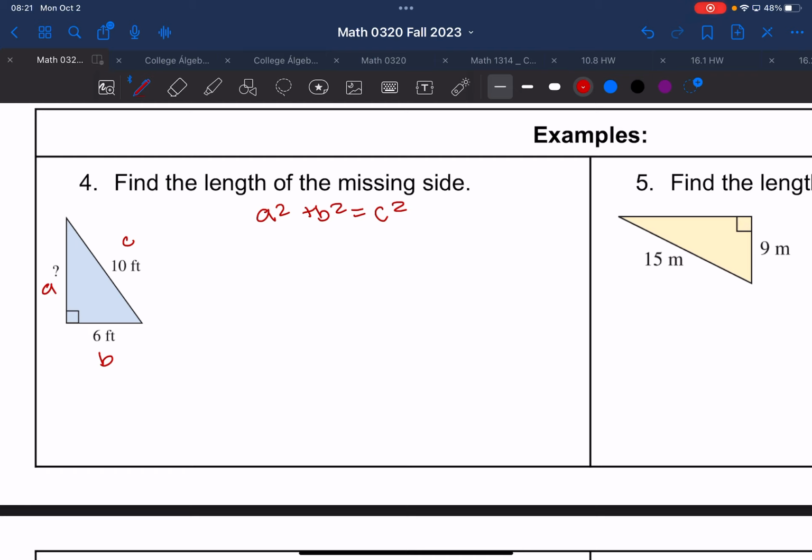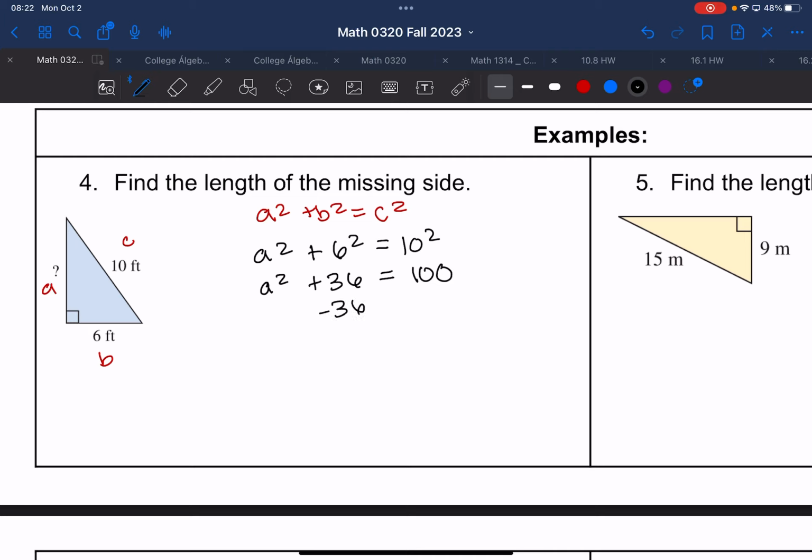Okay, so now we plug everything in. We don't know A, so we're going to say A squared plus B we know is 6, so plus 6 squared is equal to C, which is 10, so 10 squared. Once we have everything plugged in, now we're going to solve. So A squared, it just stays A squared for now. What's 6 squared? 36 is equal to 10 squared, which is 100. What would we do to get A squared by itself?